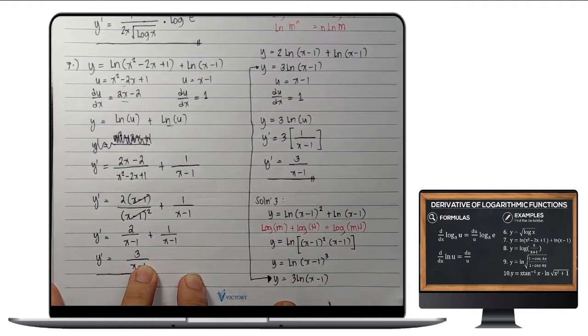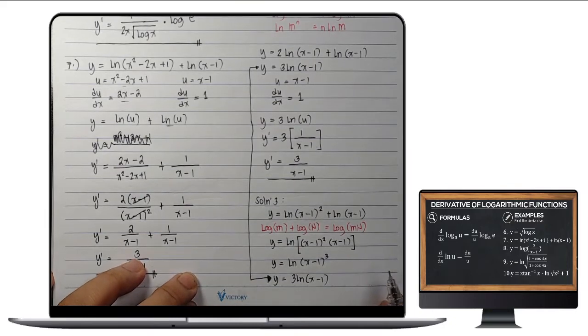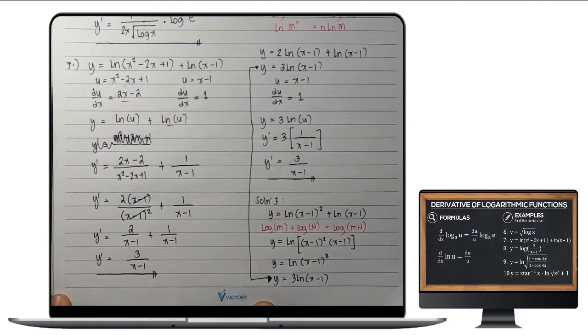Or you can let this x minus 1 cubed as your u, and when you get the derivative and when you simplify, you will surely arrive with the same equation. Okay? So, there are many ways to solve this problem by using the properties of logarithm. Okay, so any of those will do.